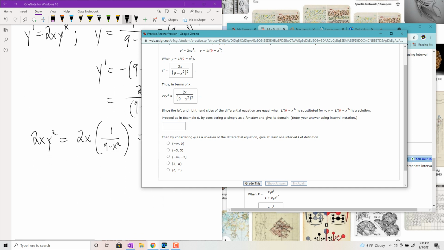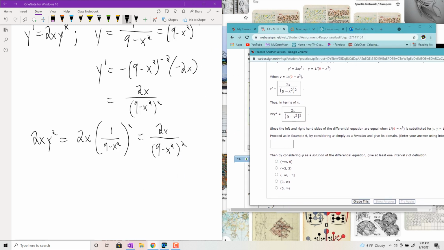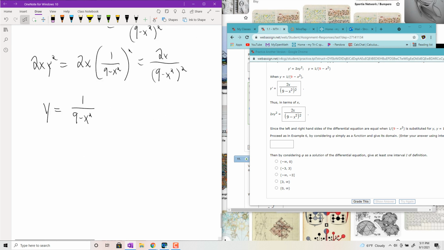Then we want to find the domain of that solution. So where is our solution? Our solution y is equal to 1 all over 9 minus x squared. So a rational function is continuous wherever the denominator is not equal to 0. So set this thing equal to 0, find where it's equal to 0. Plus or minus 3. So the domain of that solution is negative infinity to negative 3, union with negative 3 to 3, union with 3 to infinity.